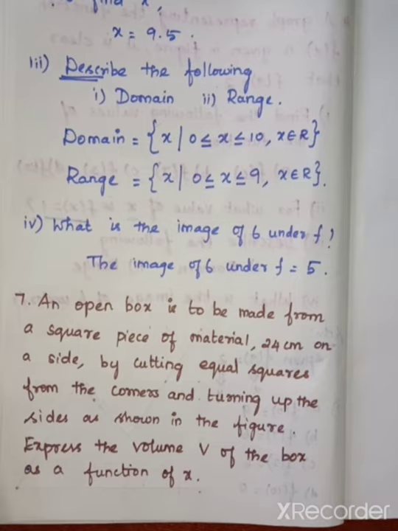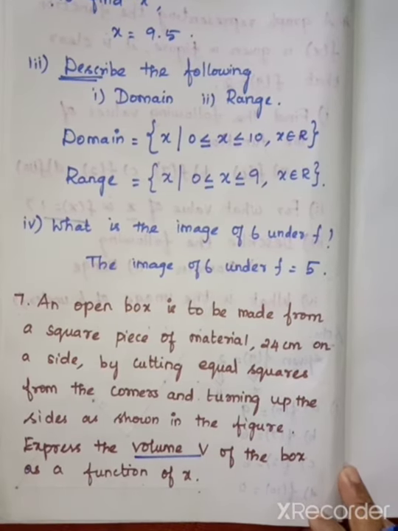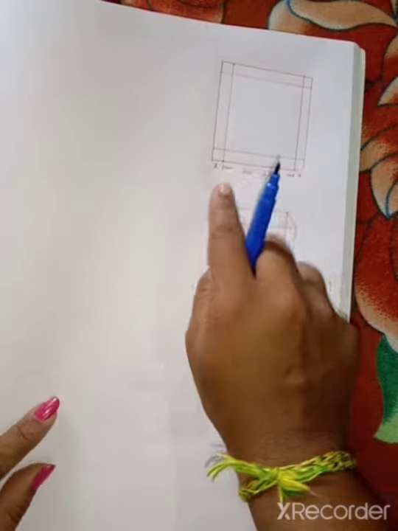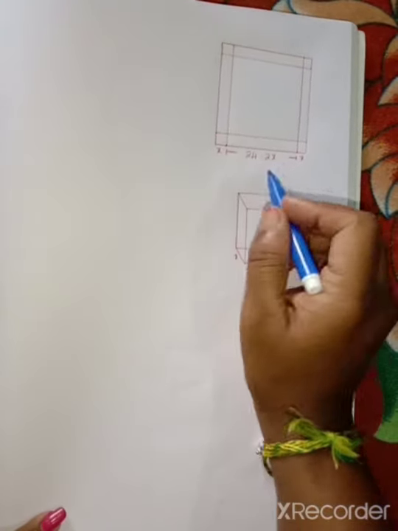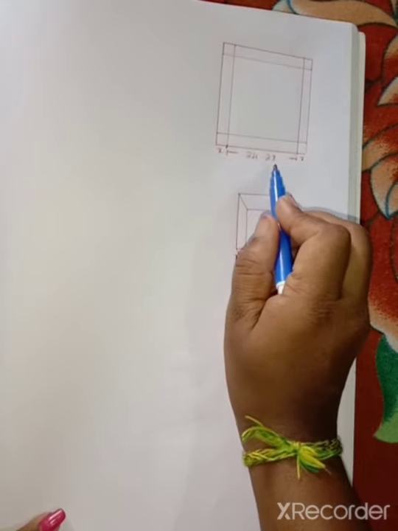7th question. An open box is to be made from a square piece of material 24 cm on a side by cutting equal squares from the corners and turning up the side as shown in the figure. Express the volume of the box as the function of x. Here we want to find the volume of the box. First of all, here one figure is there, that is a square, and they mention in the book that the pointed value is 24 minus 2x.